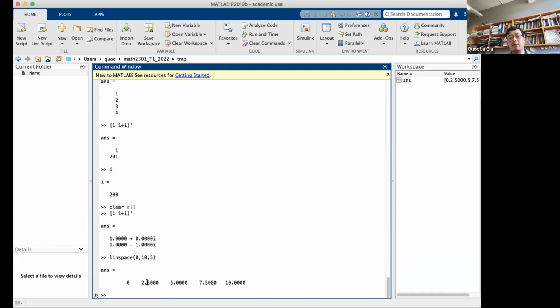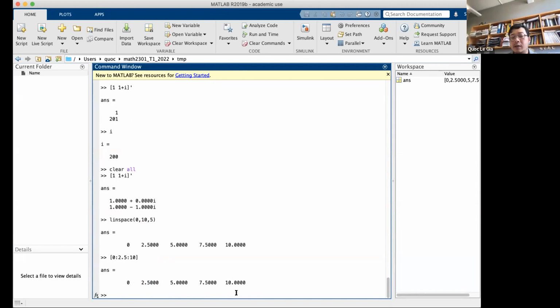So 0, 2.5, 5, 7.5 and 10. Equivalently, you can do the same by starting from 0, increasing by 2.5, and stopping at 10. So that gives you the same answer. But sometimes you don't bother with what the increment is, you just want to divide it into equally spaced points. But remember, the number of intervals is 1 less than the number of elements.